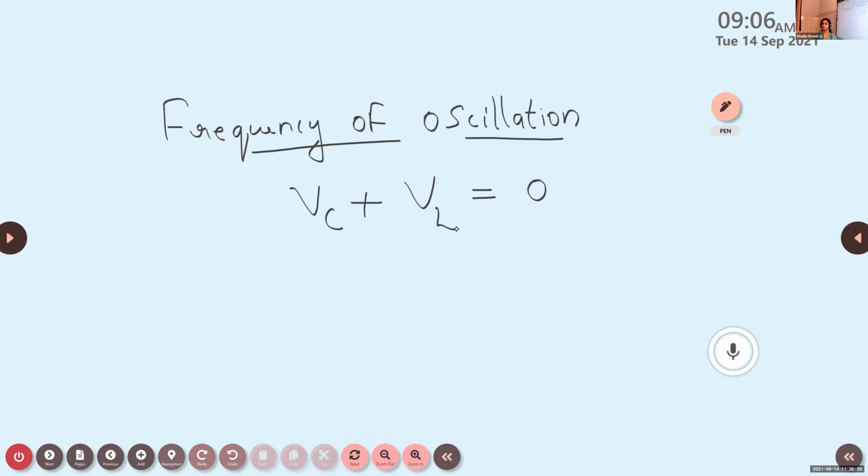The inductor and the capacitor are connected in a closed circuit, so we can say the sum of their EMF is equal to 0. What about the EMF or the voltage corresponding to the capacitor? We know that the charge stored in a capacitor is given by Q is equal to CV, which implies V is equal to Q by C. So here we can write Q by C plus, what about the inductor?